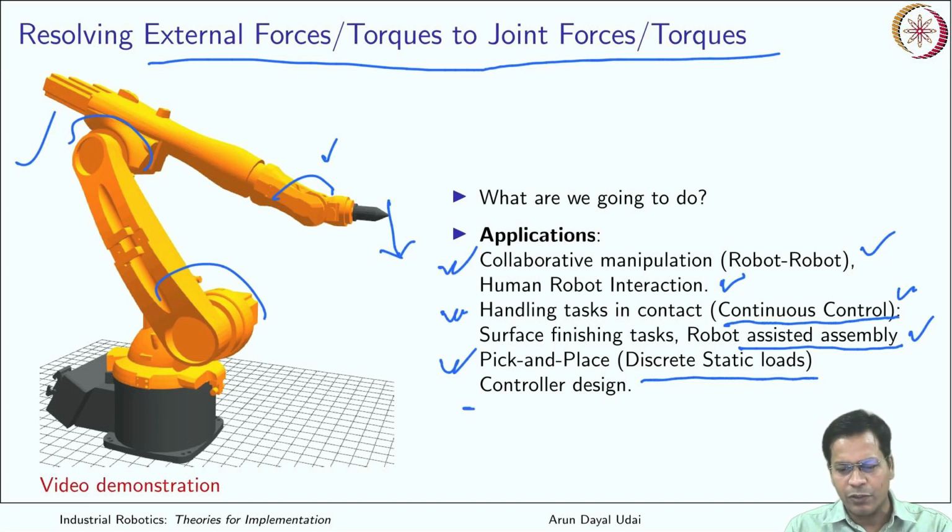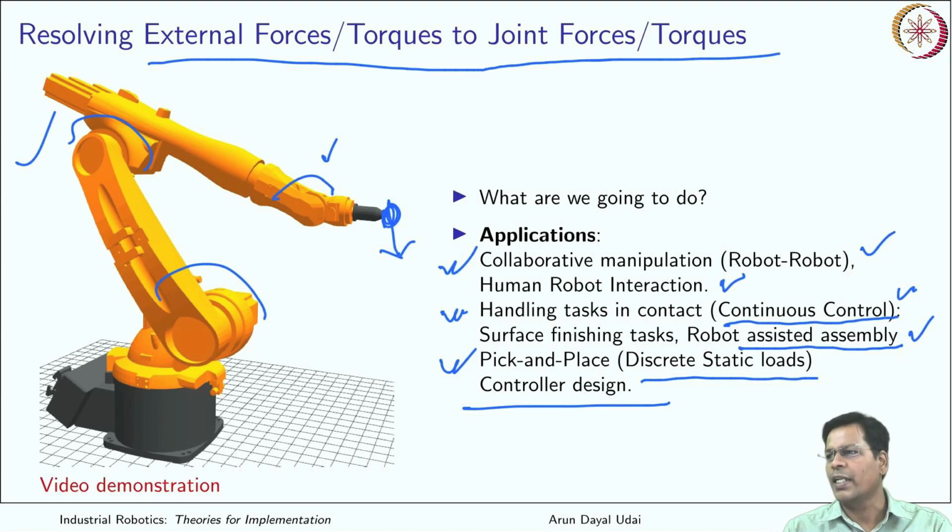So design any sort of controller for all these applications. It requires explicitly stating your joint forces and torques for any external forces and torque that comes at this location, that is the tip of your robot's end effector. Okay, so this is a set of applications. This is not an exhaustive list. There are many others also.